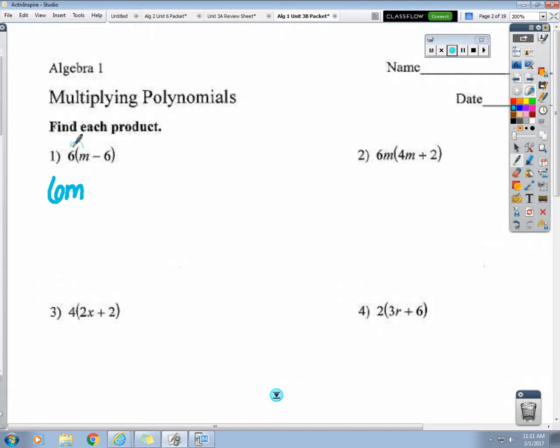And then you multiply the 6 times the negative 6. What's 6 times negative 6? Right. Can I subtract those two terms? Why not? They're not like terms. 6m has an m beside it. 36 does not. They're not like terms, so you're done. That's the answer. Okay, now let's look at number 3.